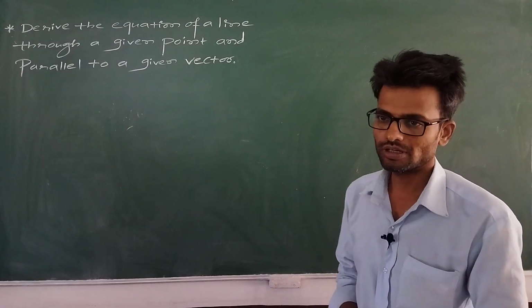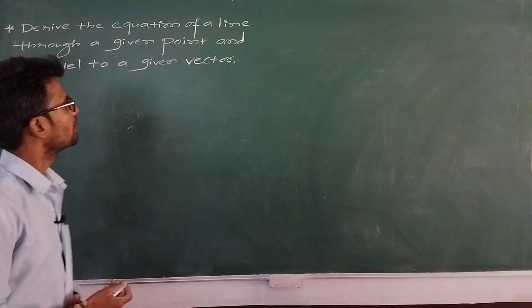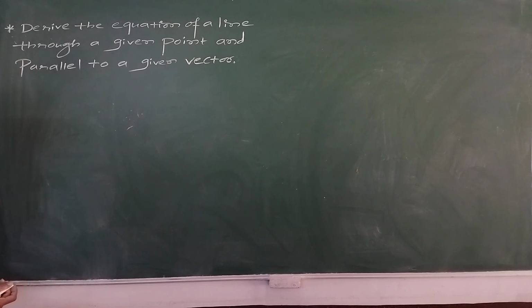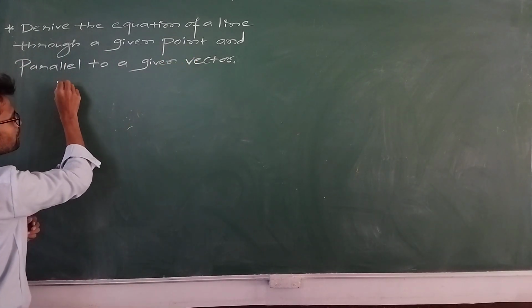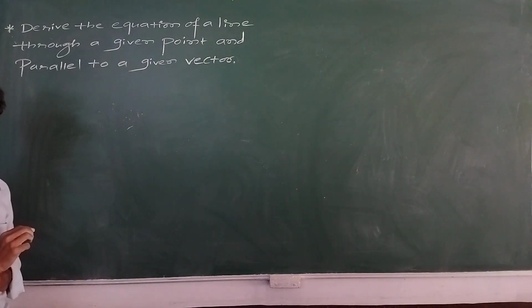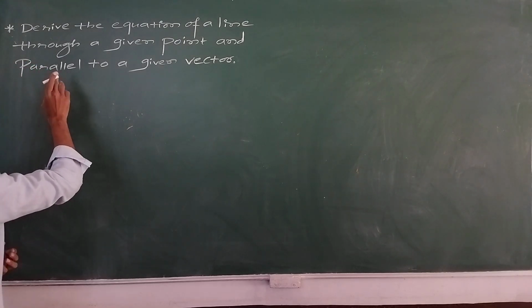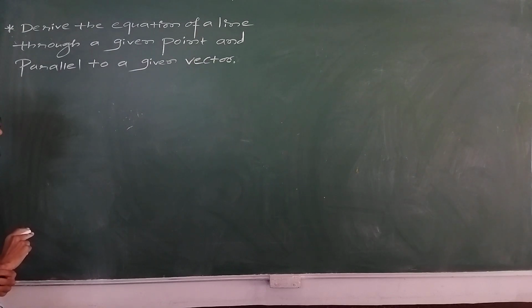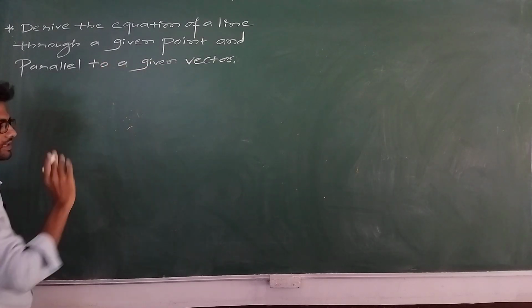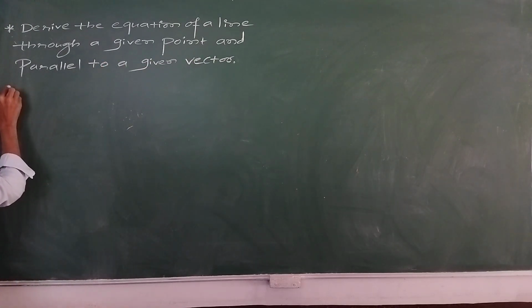In this video, we'll derive the equation of a line through a given point and parallel to a given vector, which comes in 3D geometry. See the question once again: derive the equation of a line passing through a given point parallel to a given vector. So I go for a proof of this.